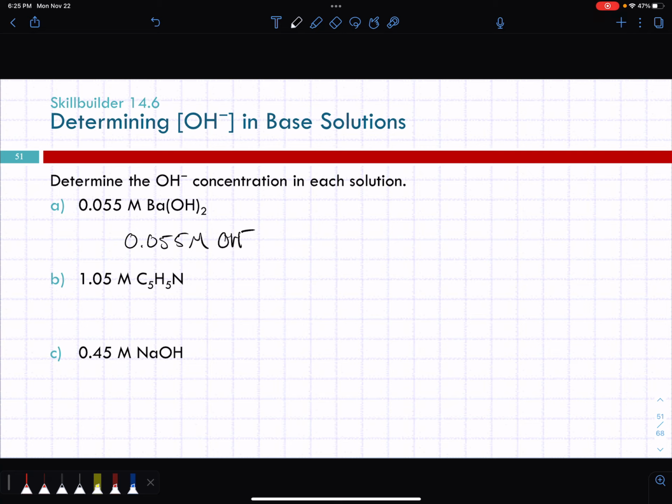Is B a strong or a weak base? I think in general, if it's nitrogens and carbons, it's going to be something like ammonia. So it's going to be a weak base. So our OH minus concentration is going to be a lot less than the 1.05 molar. And then sodium hydroxide is probably our most familiar strong base at this point, 0.45 molar OH minus.